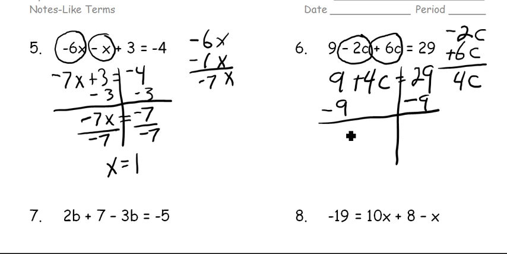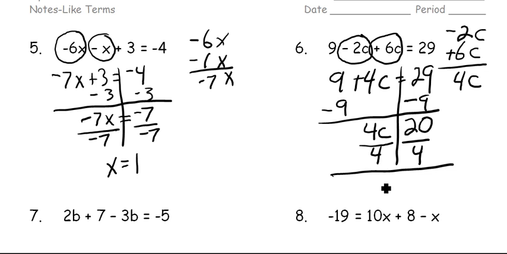All right, 9 minus 9 is 0. We don't have to bring that down. We have plus 4c. And then 29 minus 9 is 20. Divide by the coefficient of x, or of c in this case, the coefficient of the variable. And remember, whatever we do on the left side, we do on the right side. If we're dividing by 4 here, we divide by 4 here. And 4 divided by 4 gives us 1c. And 20 divided by 4 gives us 5.